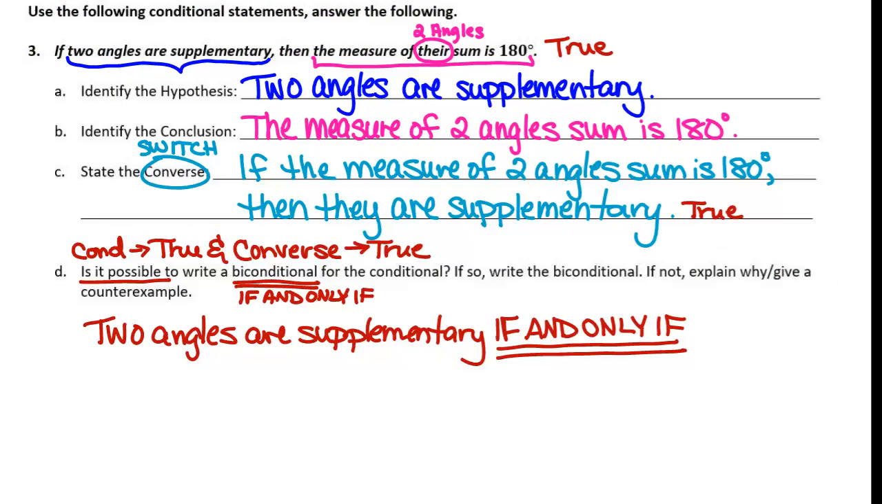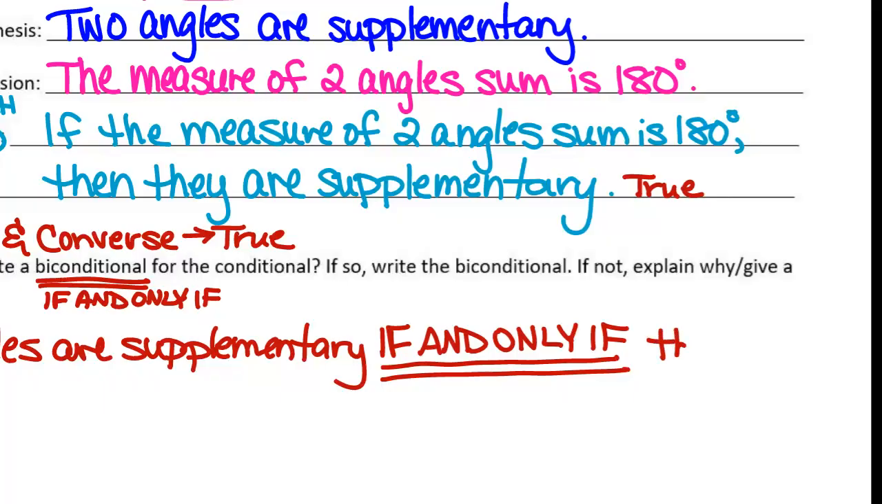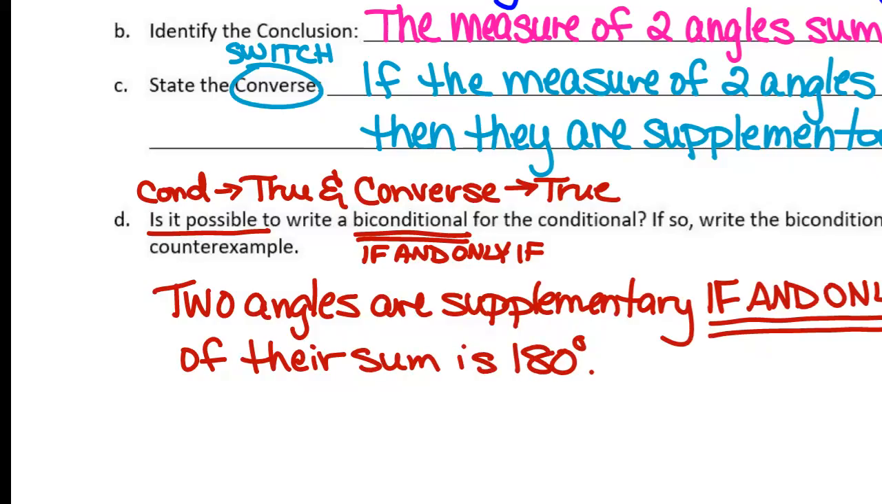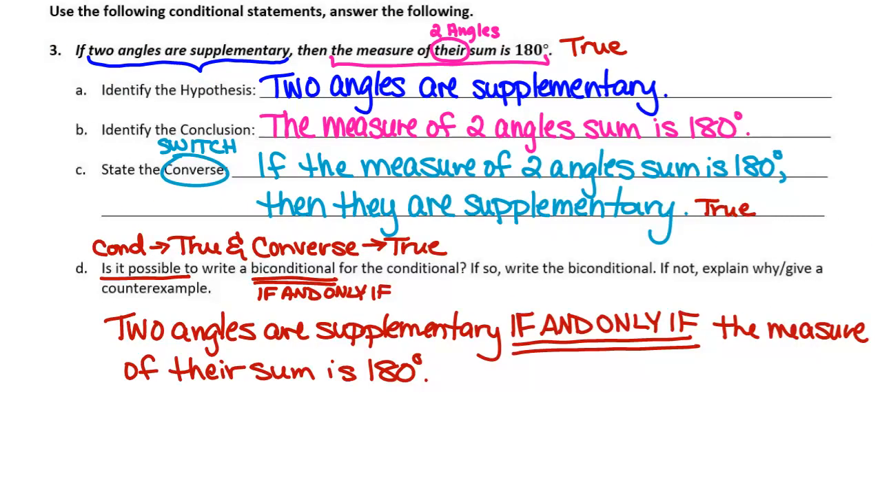If and only if the measure of their sum is 180 degrees. All right. So now we've got to practice with 2 of these with the biconditional, one where we couldn't write it and one where we could write it.